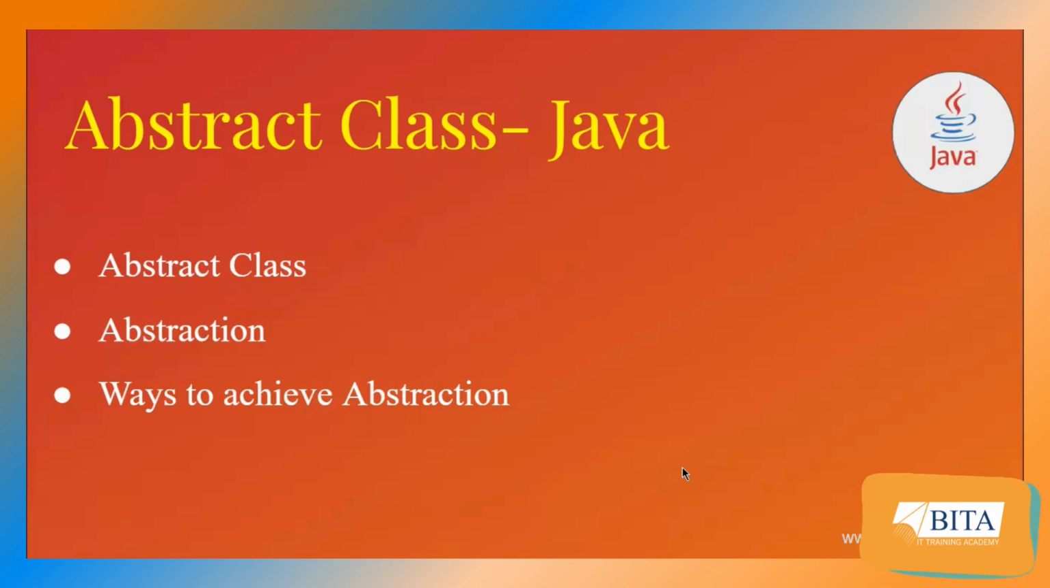It should be declared only with the keyword abstract. If a method is abstract, we have to mention the keyword abstract. And it can have abstract or non-abstract methods. Also, it can have constructors, and multiple methods can be implemented in it. So these are the points to be noted.